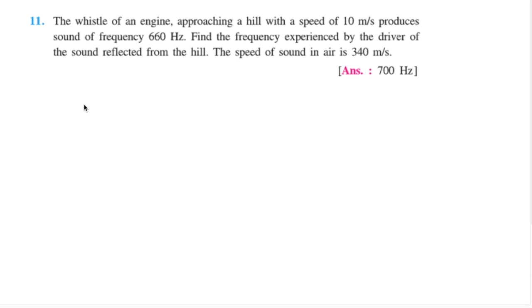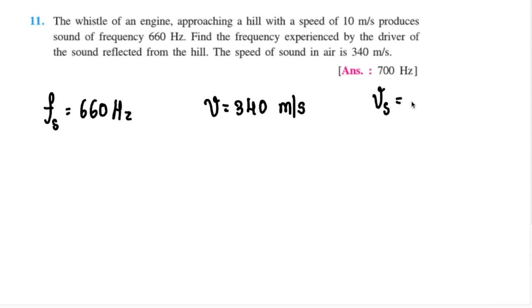Now this is the 11th question. The whistle of an engine approaching a hill with a speed of 10 meter per second produces sound of frequency 660 Hertz. That means the frequency of source is given to you, that is 660 Hertz. Find the frequency experienced by the driver of the sound reflected from the hill. Speed of sound in air, that is V, is given as 340 meter per second, and velocity of source is also given, that is 10 meter per second.